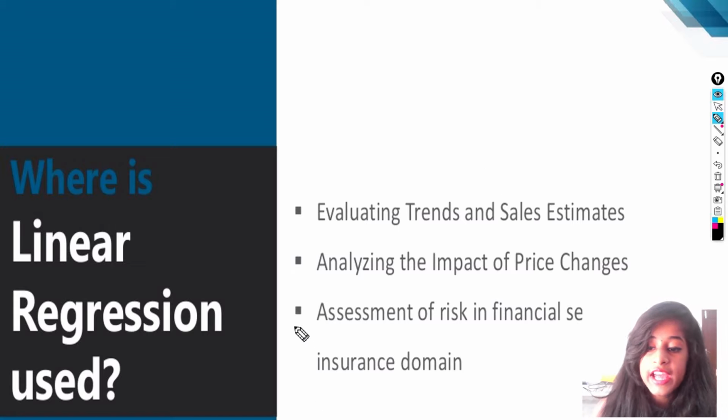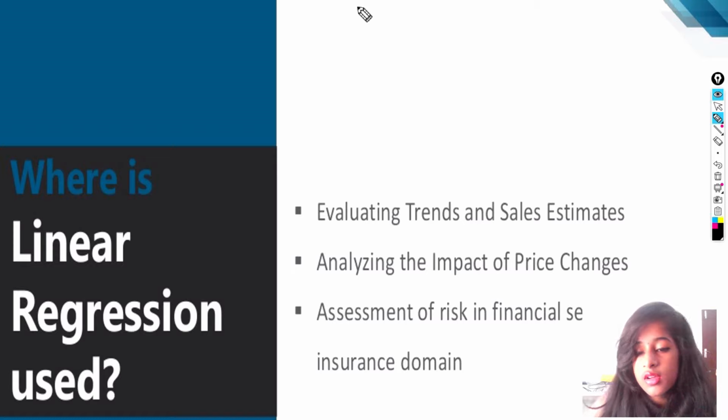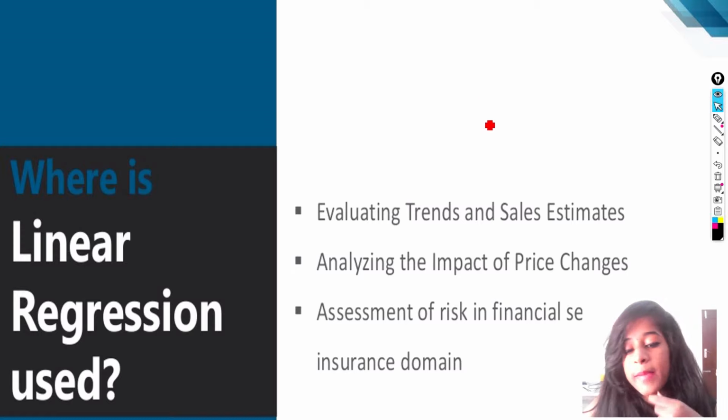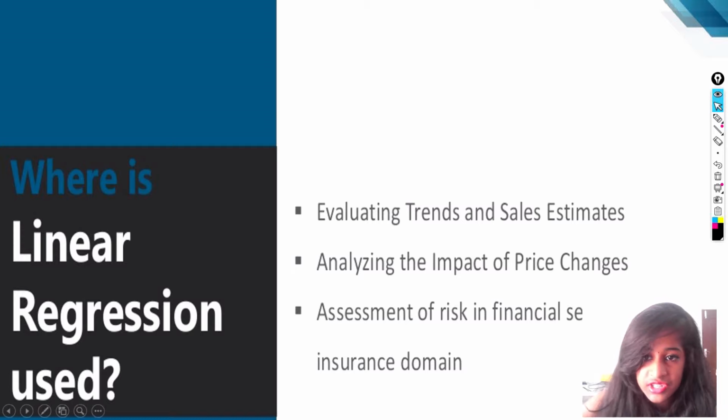Assessment of risk in financial services and insurance domain. Here you have risk in the insurance domain and also in financial areas like banks. You have a lot of risk over here. That time it shows you how much risk you have, and it almost shows you the decision that you have to take. So that's where linear regression is used. These are the main areas where we use linear regression.